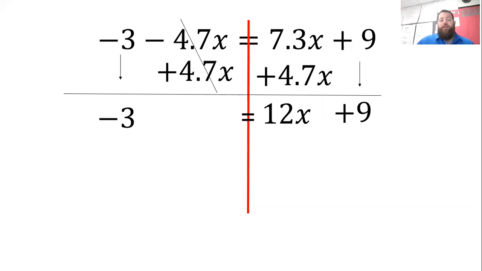So now I go ahead and I look at this. I say, okay, I've got my variable. I can identify it. I like to cover up the 12x personally, and I say, how do I get rid of that plus 9? Well, I need to subtract 9 from both sides.